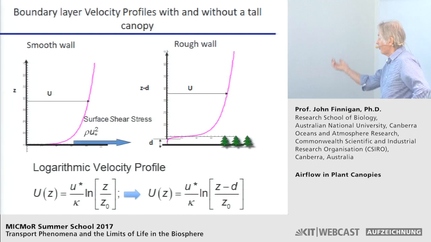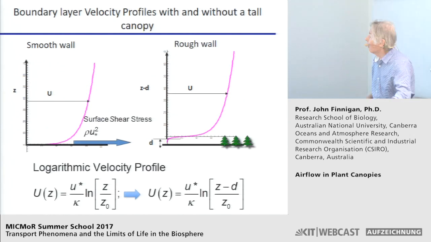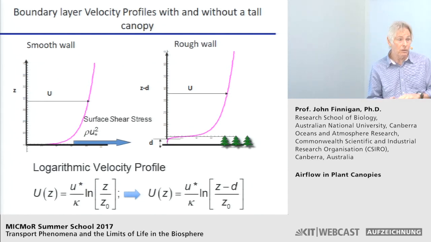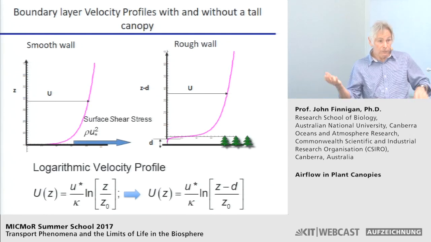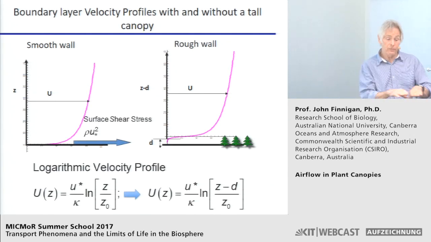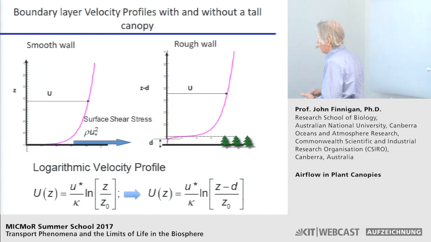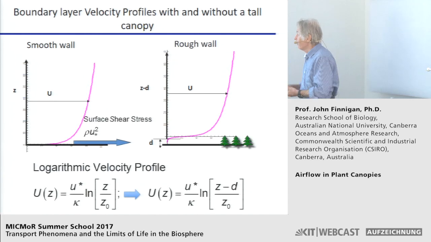So to finish this first part, so far I haven't talked about canopies at all. And what we'll do next is talk about canopies. So I'll leave you with just the adjustment you have to make to the log law when you move from flow over a flat surface, where all the momentum is absorbed at the plane, to a canopy, which could be a forest or a crop or a city even, where the momentum's absorbed over some height range.